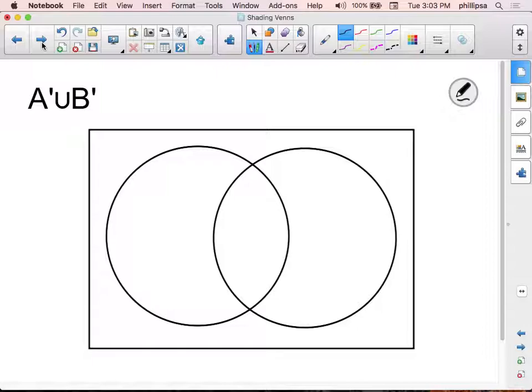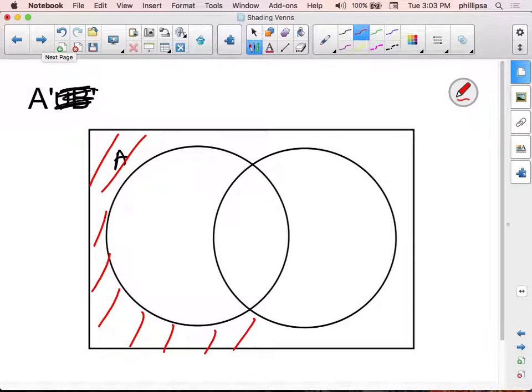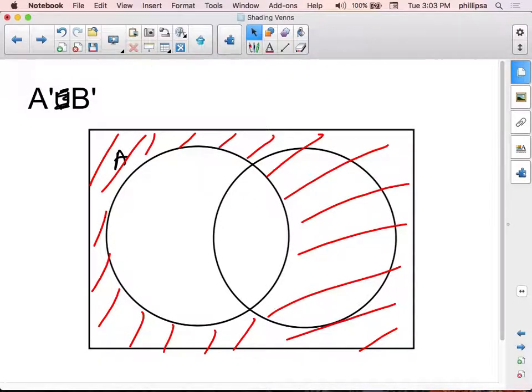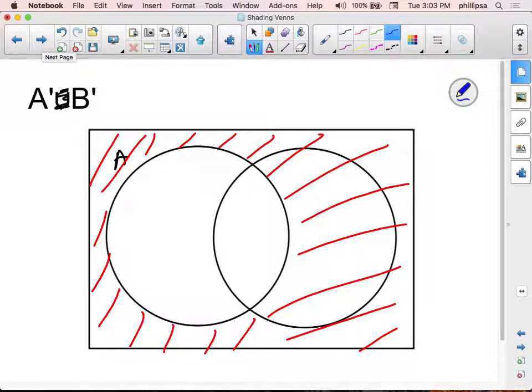Okay? Not A or not B, right? So again, start with the same thing. Everything outside A. Here's A. Everything outside of A I'm going to put in red, right? That's outside A. Okay? But then I also have everything outside B. So everything outside B I'm going to put in blue. Okay? Here's my B. Now I'm going to have everything outside B.